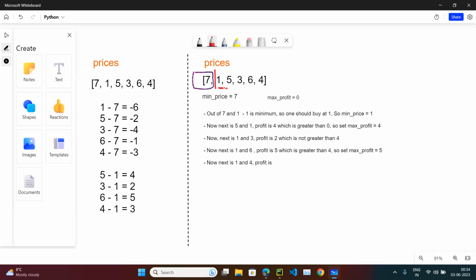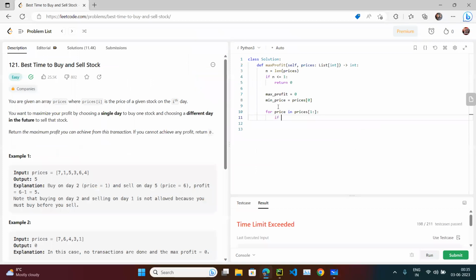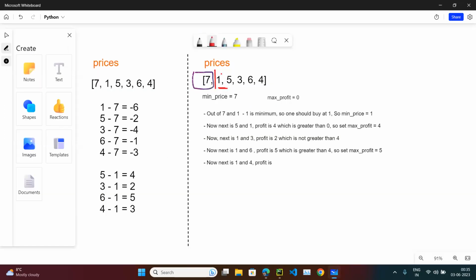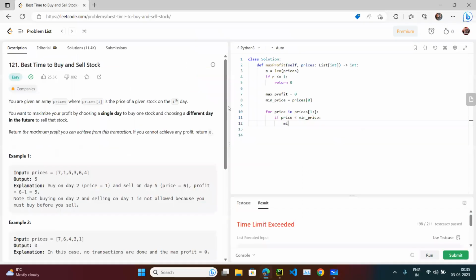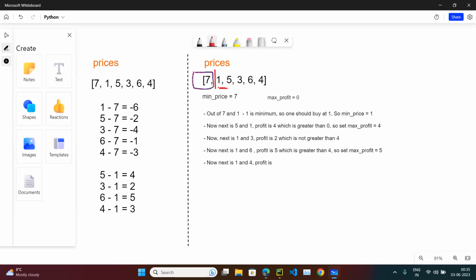As I found the 1, I'm not going to subtract, because first I will compare it with my minimum price. If price is less than minimum price, then I am just going to assign 1 to the minimum price. Then the minimum price should be price. Then the minimum price should be 1. By this approach, now my loop is going to start from 1 to 5.